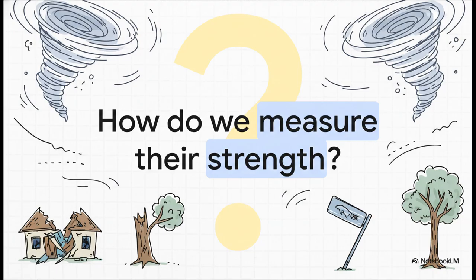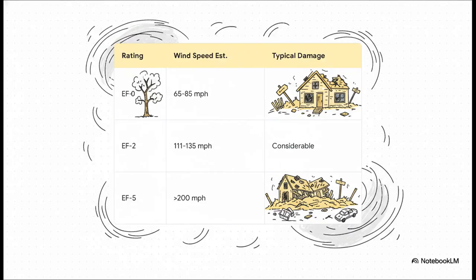I mean, you can't exactly stick a weather vane in the middle of one, right? Measuring the wind speed directly is super difficult. So instead, scientists got clever. They look at the damage left behind. And this is the tool they use to do it. It's called the Enhanced Fujita Scale, or just the EF scale for short. And it's actually a pretty brilliant system. It rates a tornado based on the mess it leaves behind.